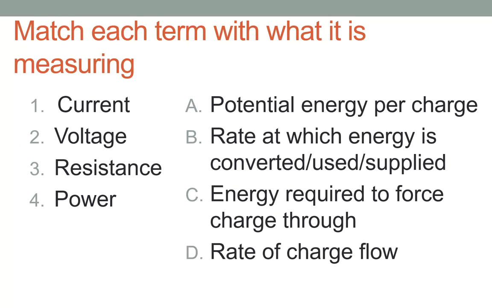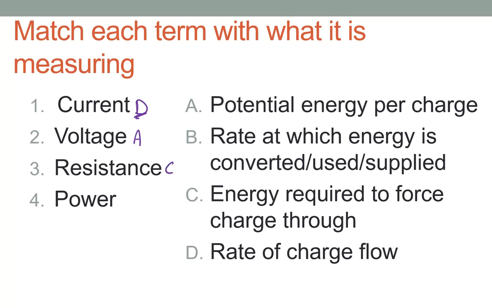Okay, anyone else still answering? Well, let's see what we have. For current, the most popular answer, with 5 people answering, was the rate of flow of charge, and that is correct. Current is the rate at which charge is flowing. For voltage, the most common answer, with 4 people, was the potential energy per unit charge, which is correct. Resistance: 4 people answered energy required to force charge through. They were also correct.